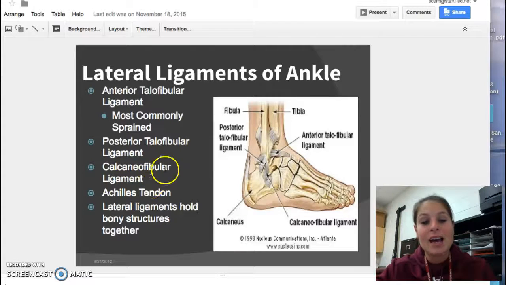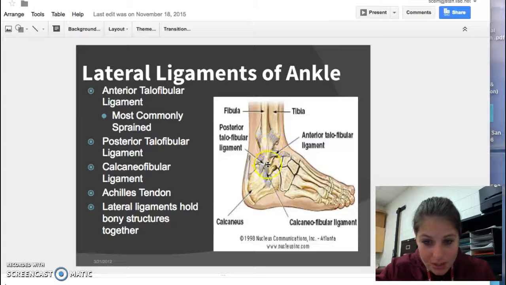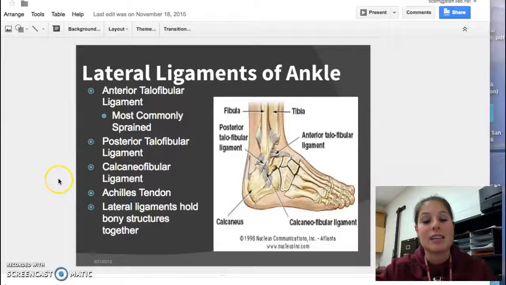Next one that we see, calcaneofibular ligament, calcaneus and fibula. You can see that if it is a lateral ligament, it's got that fibula involved because the fibula is on the lateral side. Knowing where your bones are is going to help you tremendously, okay? Because if you see something that says tibia, that is not going to be a lateral ligament. So we have our calcaneus right here, fibula right here, and where those bones are touching is where that ligament lies, okay?